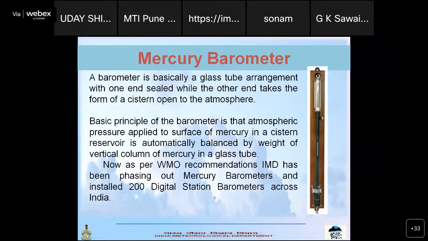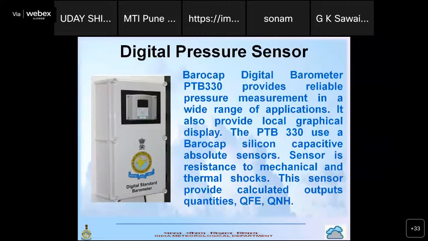Now we are recommending all the Air Force and Naval Stations also not to use mercury barometers. Now the digital barometer, digital pressure sensor, this is how it looks like. This is the DSB, a digital pressure sensor. It is a wall mount instrument, and it has one LCD screen. So on the LCD screen itself, it will show the exact pressure value at that particular station.